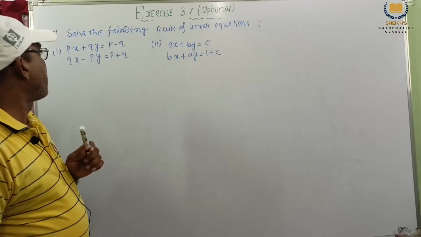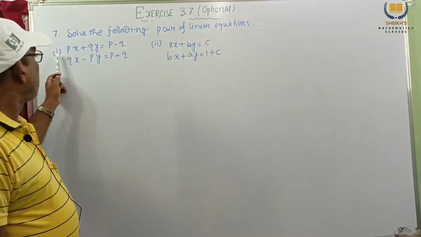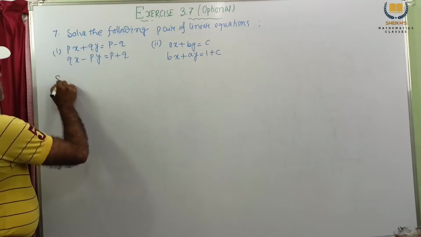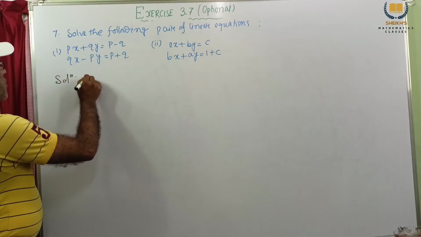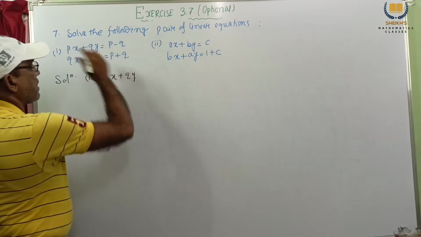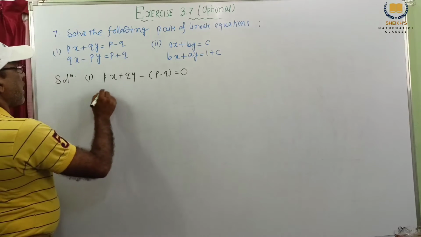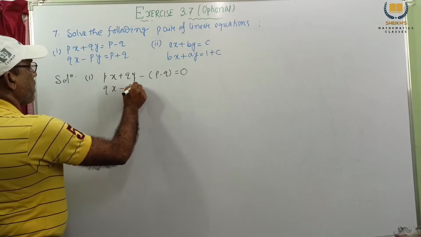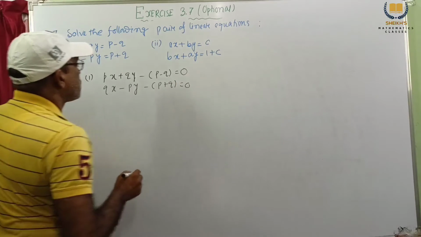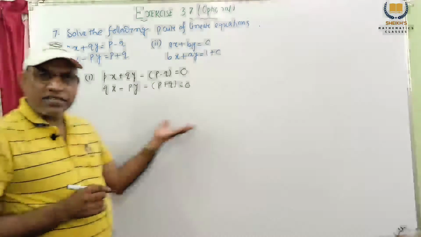Consider problem number 7. Solve the following pair of linear equations 1 and 2. Now we want to solve this. So the solution is that number 1, px plus qy, taking this one in left hand side, p minus q equal to 0, and qx minus py minus p plus q equal to 0. So we get these two equations. Using cross multiplication method, we can easily find this result.